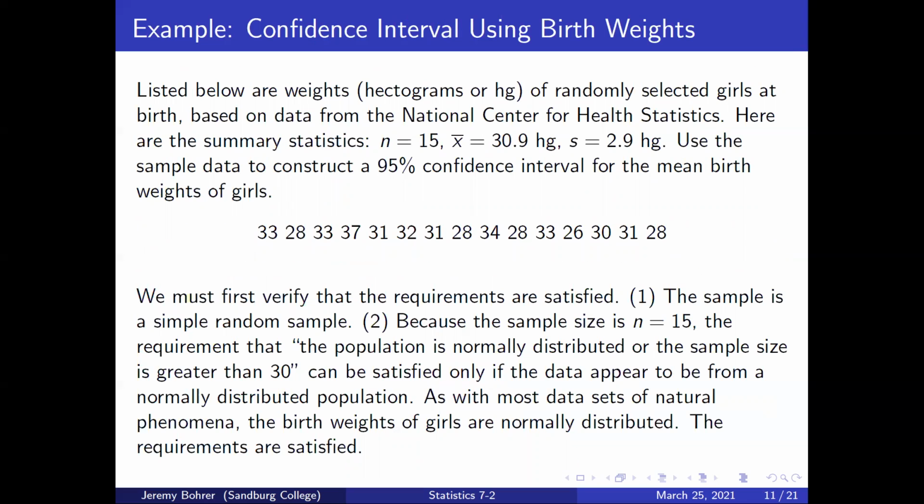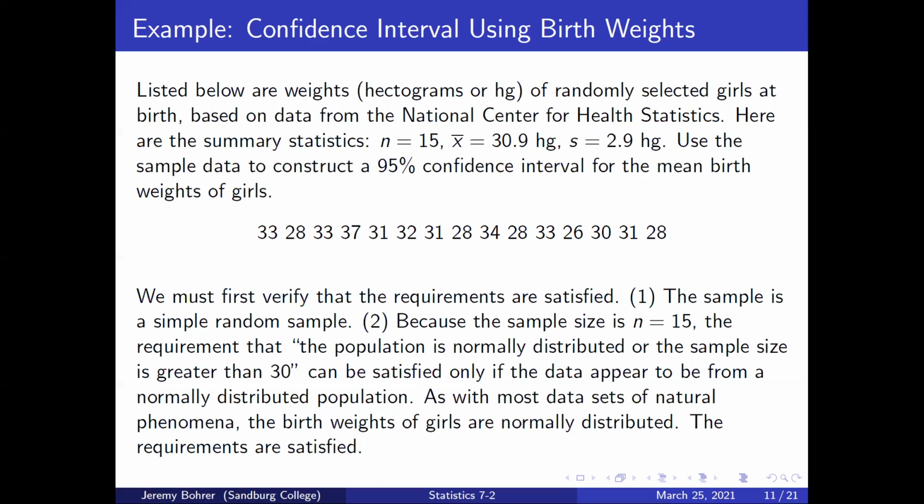Listed below are weights, in hectograms, or Hg, of randomly selected girls at birth, based on data from the National Center for Health Statistics. Here are the summary statistics: n equals 15, x bar equals 30.9 Hg, and s equals 2.9 hectograms. Use the sample data to construct a 95% confidence interval for the mean birth weights of girls. Here are the data scores. We don't really need them right now.